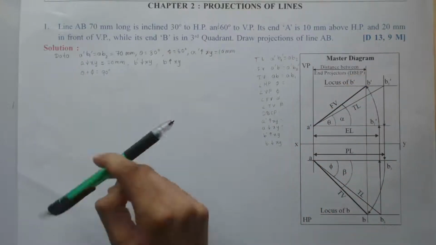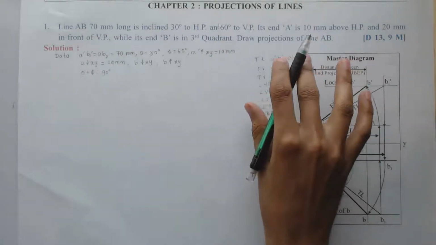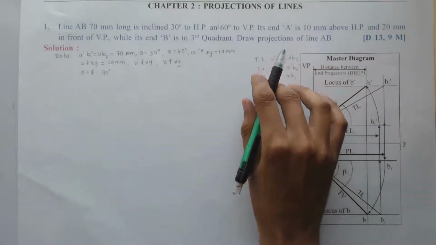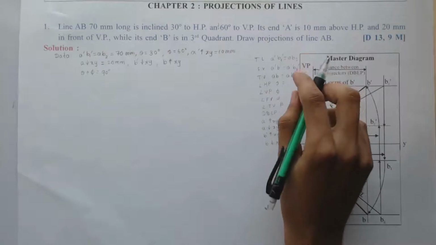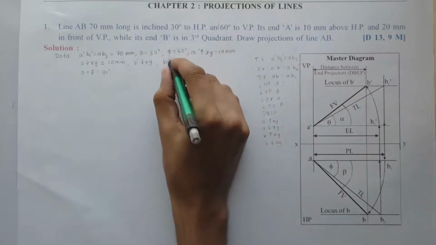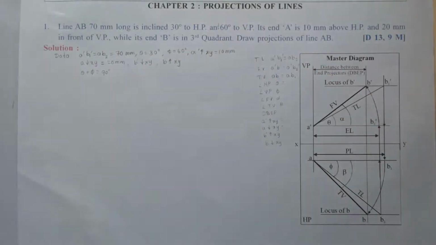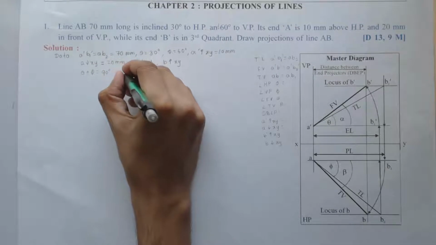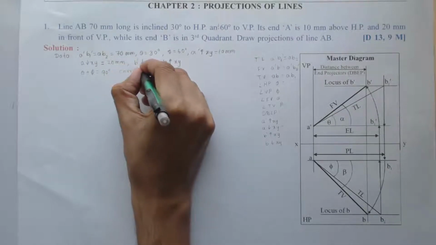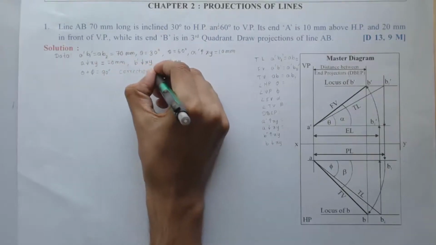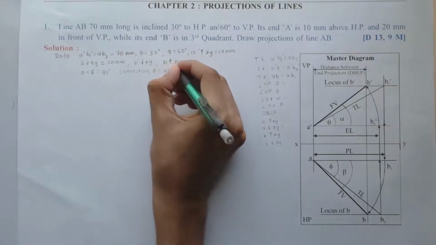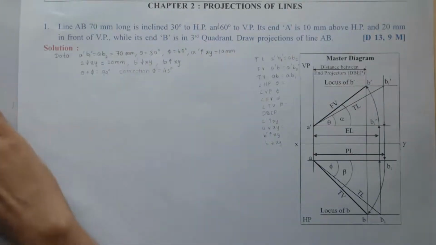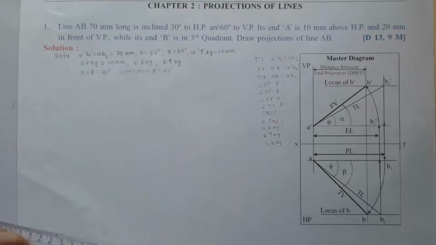So to make this problem as an oblique line, I'll change some data. For phi, which is 60 degree, I'll assume it as 45 degree. So here I'm writing the correction to make it oblique, phi as 45 degree. So now starting with the new correction.